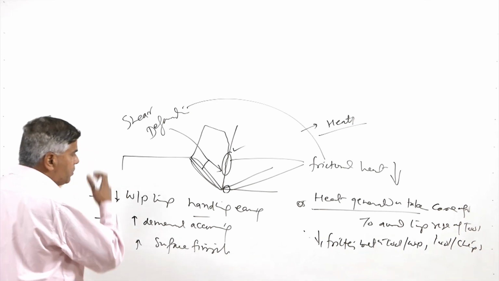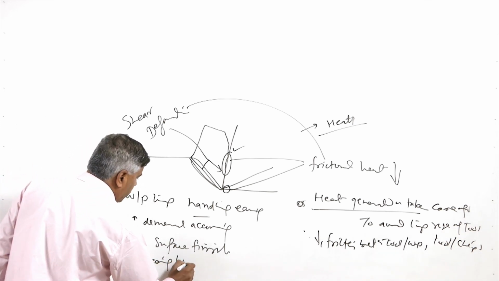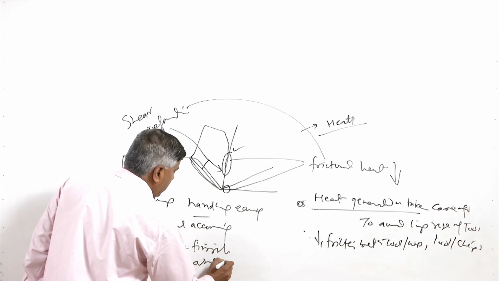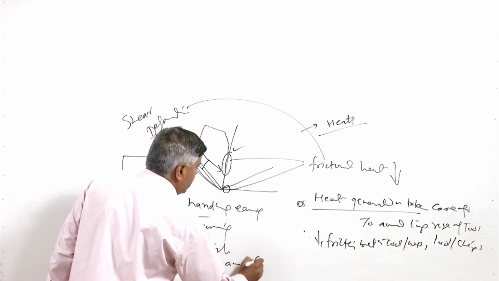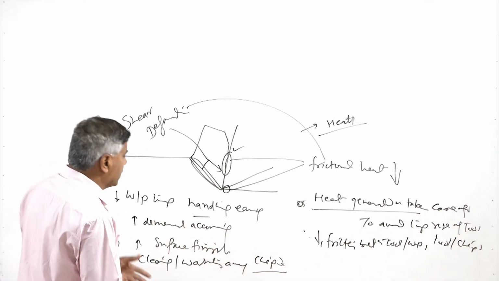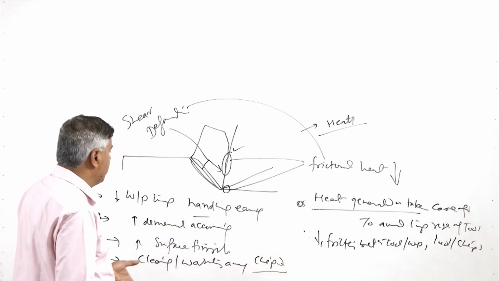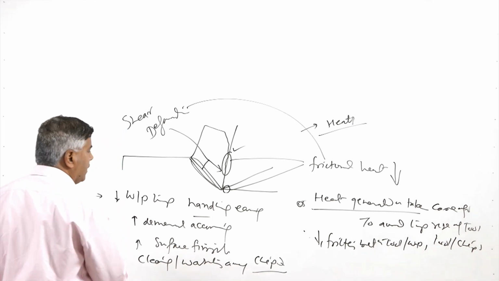At the same time, use of the cutting fluids helps in clearing or washing away the cutting chips which are being formed around the cutting zone. So, the cutting zone will be easily cleared of the chips when the cutting fluid is used. So, these are the added benefits.